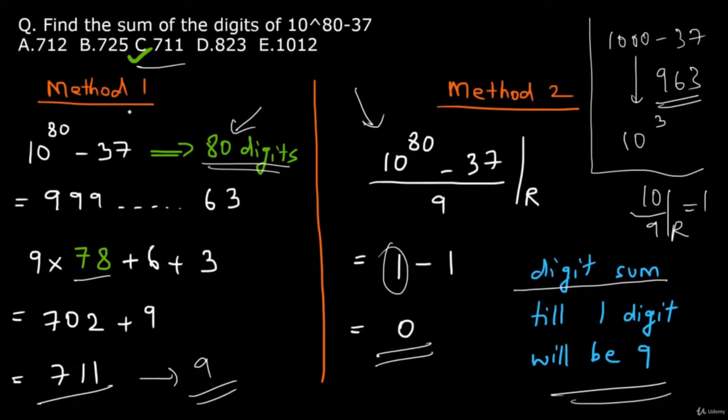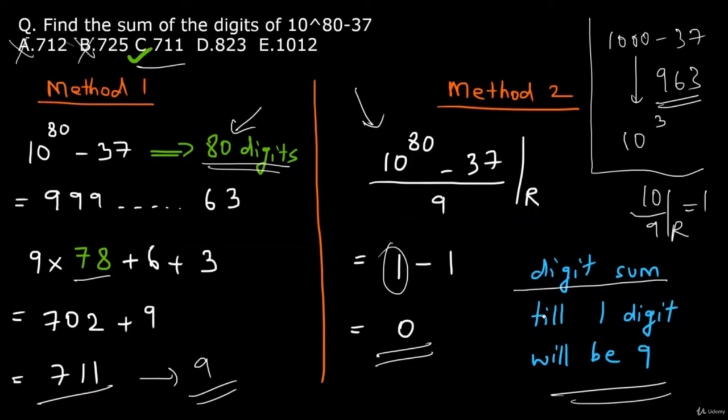Alright, now let's see the answer options. You can see that in option A, 7 plus 1 plus 2, that's 10 and 1 plus 0 is 1. So option A is eliminated. What about option B? 7 plus 2 is 9 and 9 plus 5 is 14. And in 14, 1 plus 4 is 5.